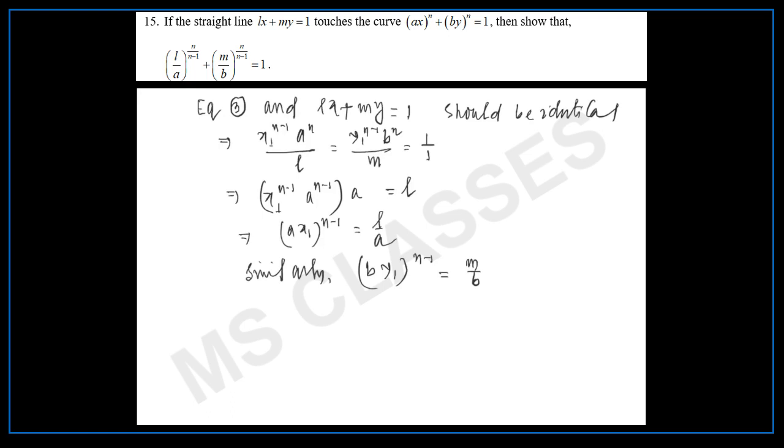Now as per equation 2, on substituting from equation 2, (L by a) to the power of n by n minus 1 plus (m by b) to the power of n by n minus 1 equal to 1, which is the required condition.